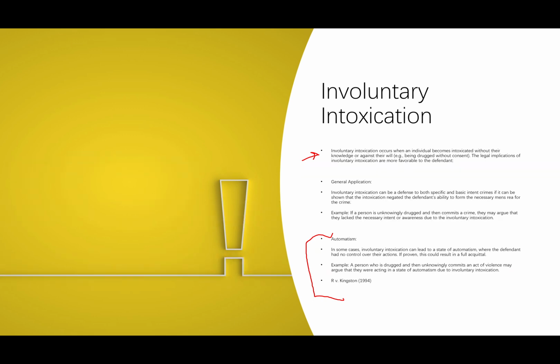Alright, R v Kingston. Looking at that, K, a pedophilic homosexual, was convicted of indecent assault of a 15-year-old boy. He had been drugged by a person, P, who was seeking to blackmail K, Kingston.